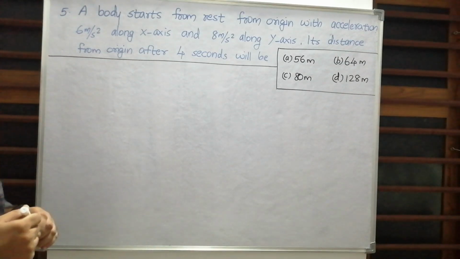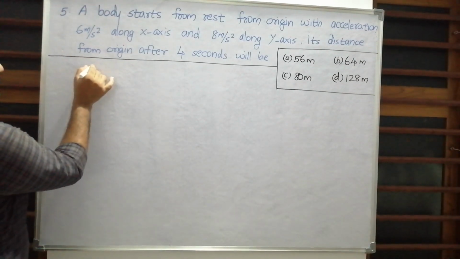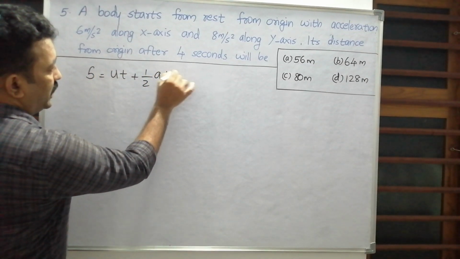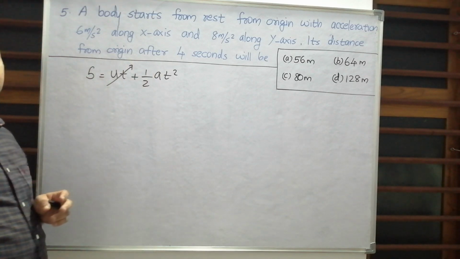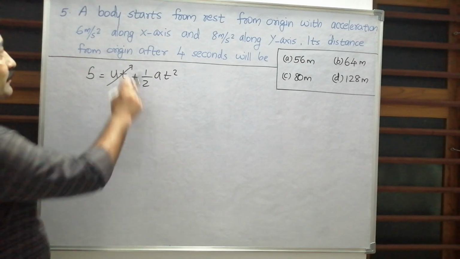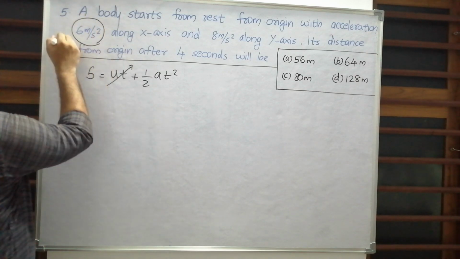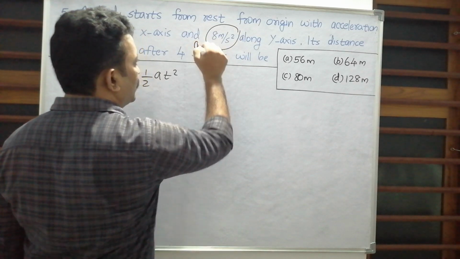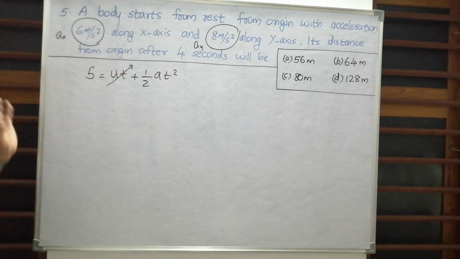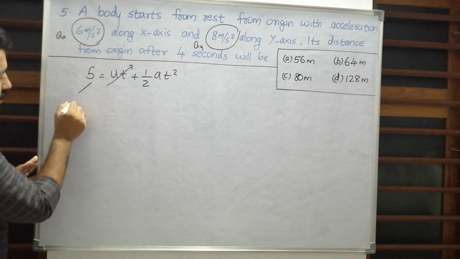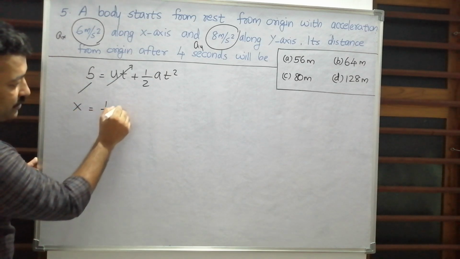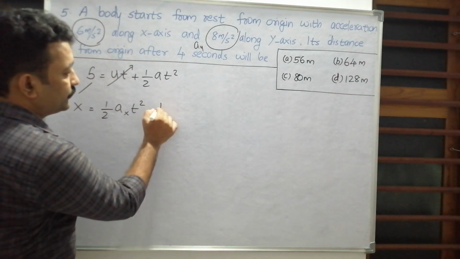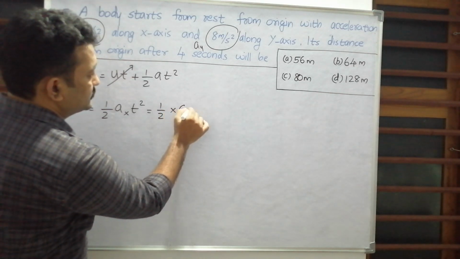The problem is very easy to analyze because we have s is equal to ut plus half a t square, and it is given that u is 0. So along the x-axis we have an acceleration 6 meter per second square. I'll call it ax. Along the y-axis I have 8 meter per second square. We'll call it ay. Using the same equation, I can take x component as x is equal to half ax t square. That is half into ax, which is 6, into t square.